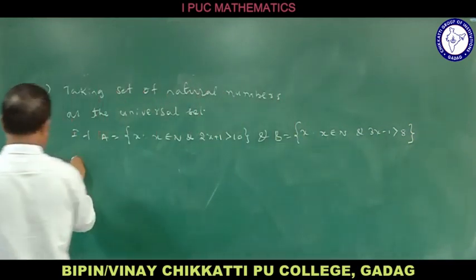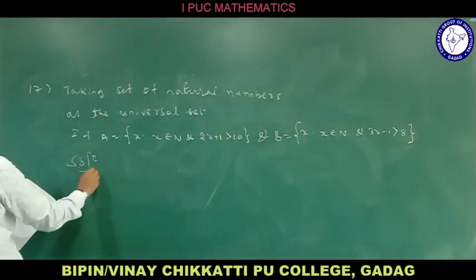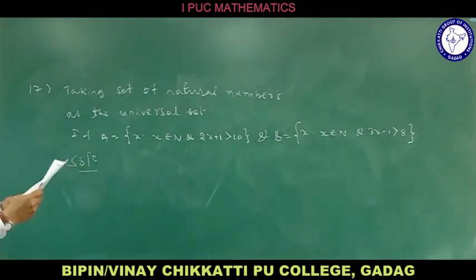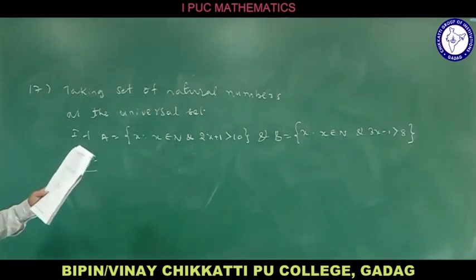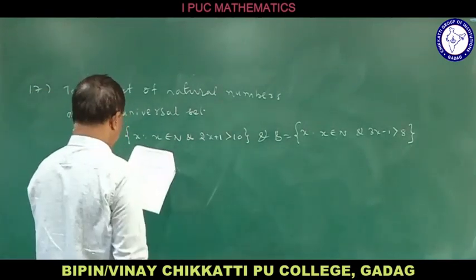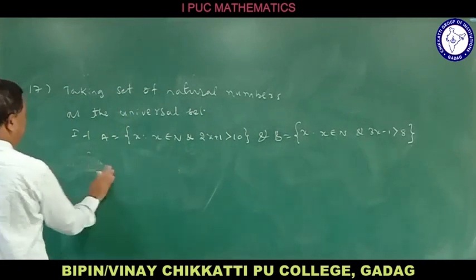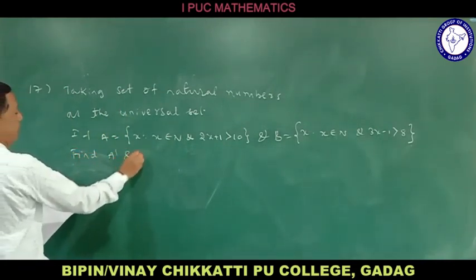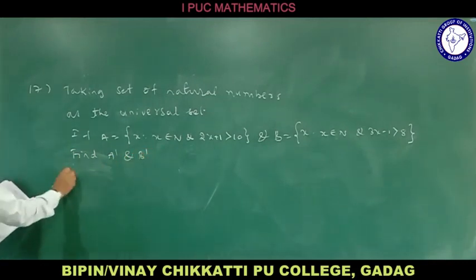So look here, what is the question here? You have to find out. The question is: find A dash and B dash. This is the question. Now I have to write the solution.